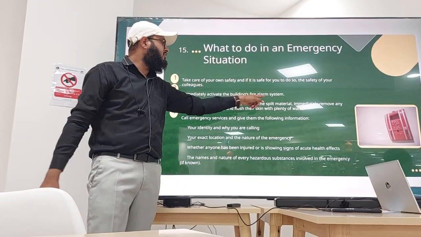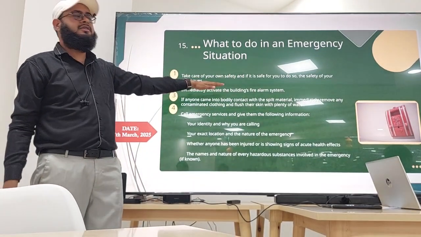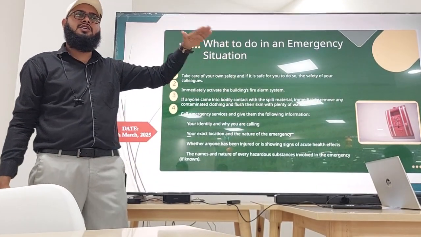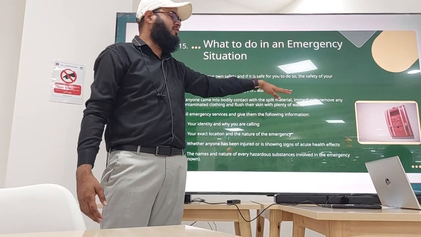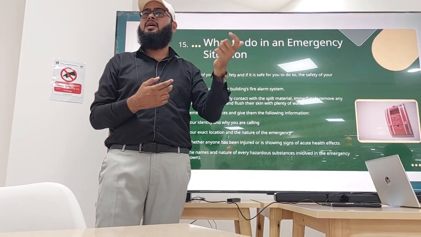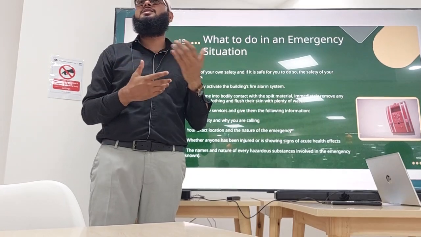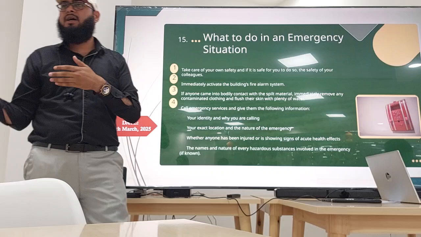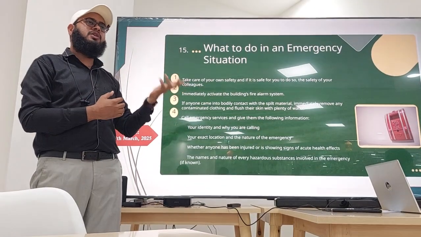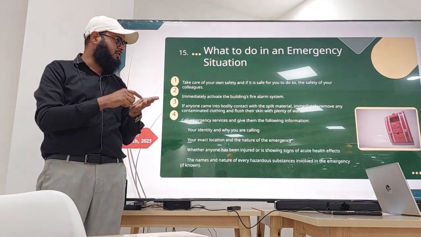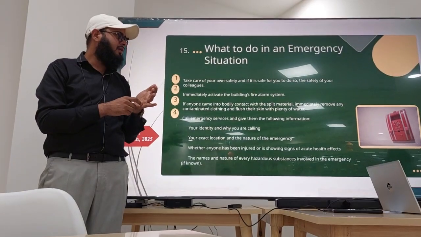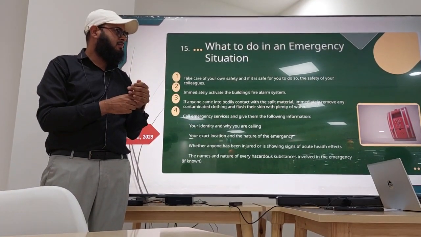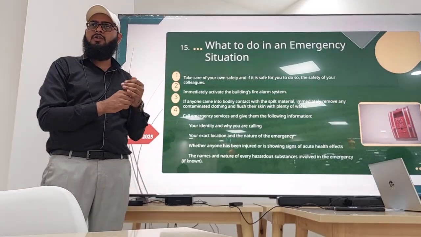Immediately activate the building fire alarm system. This is very important if the incident is associated with a fire hazard. Here we have an automated system, so generally we don't need to do this; it will start automatically. But in case you need it manually, I think we have a process to start it manually. The fire alarm system, manually also, no?